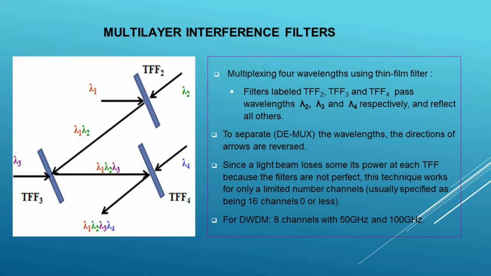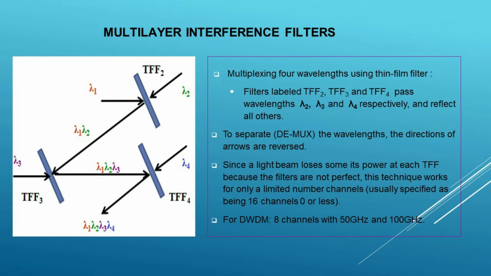Multi-layer interference filters. Multiplexing 4 wavelengths using thin film filters. Filters labeled TFF2, TFF3 and TFF4 pass wavelengths lambda2, lambda3 and lambda4 respectively, and reflect all others. To separate (DMUX) the wavelengths, the directions of the arrows are reversed.